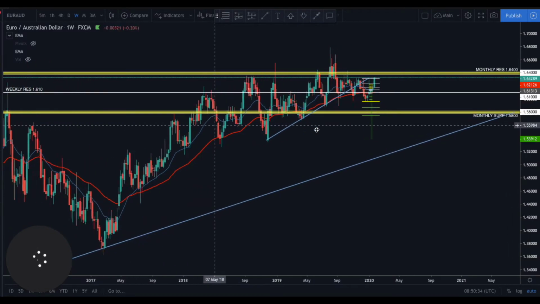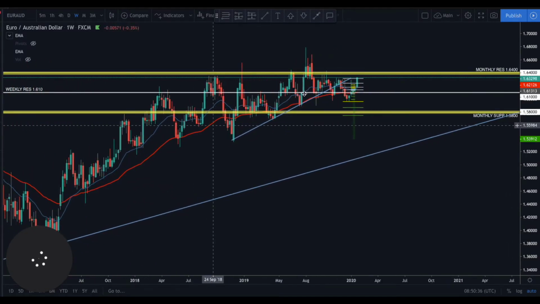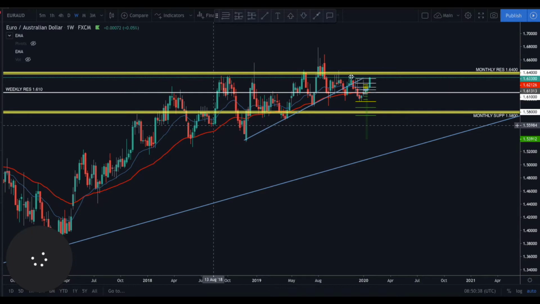So if we look here, we can see we had this area of support here and here. Also, price had rejected this huge monthly resistance with a head and shoulders pattern as well. Did look like it's come back, but it's slightly slanted, but it is at this level here.